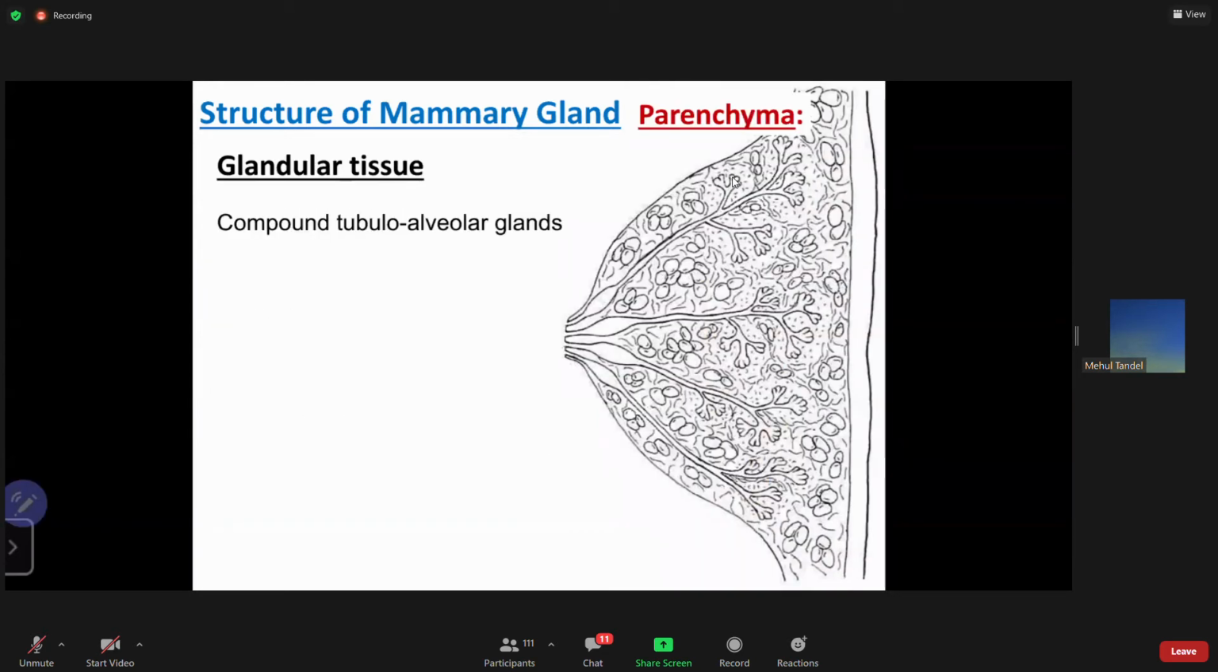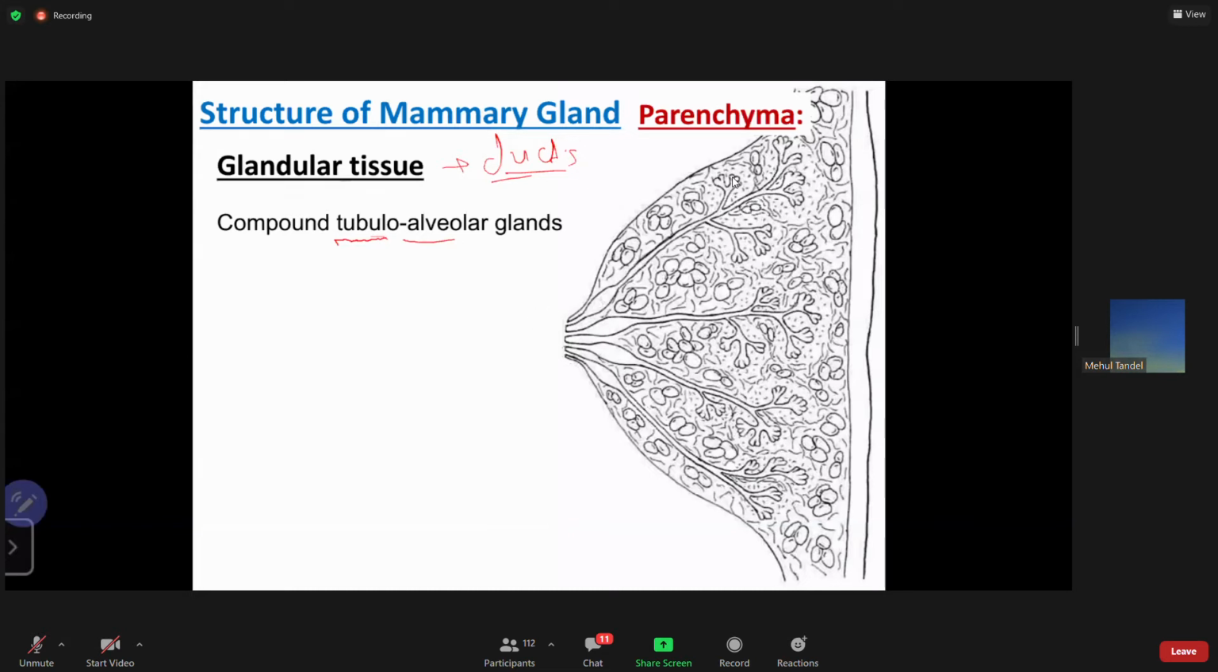Let's see parenchyma first. We know parenchyma is glandular tissue with ducts, and the glandular tissue is made up of compound tubulo-alveolar glands. Compound means branching. Tubulo-alveolar means the secretory endpieces are both tubular in shape and alveolar in shape. This is what is known as a compound tubulo-alveolar gland.